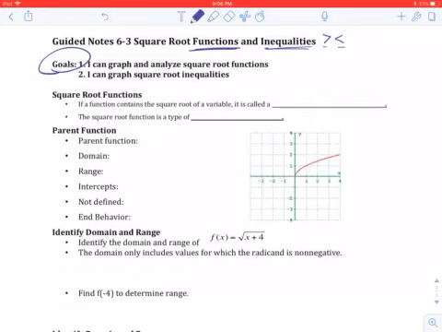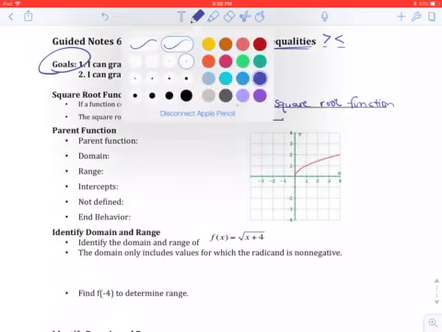If a function contains a square root of a variable, right, if the variable is inside the square root, it's called a square root function, right? Not too interesting of a name, or not too surprising of a name, I guess. The square root function is actually a type of radical function, and we're going to spend some more time tomorrow and throughout the week about what other types of radicals might be. Your parent function is right here.